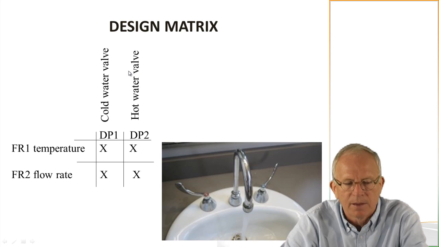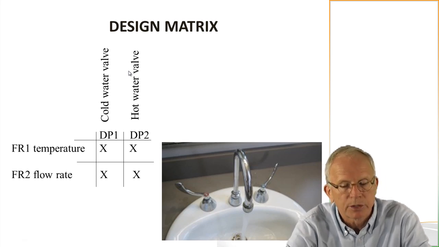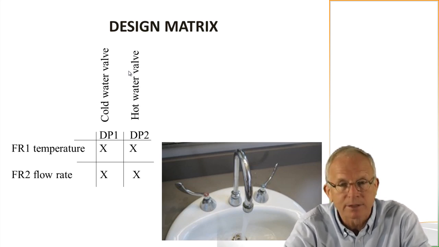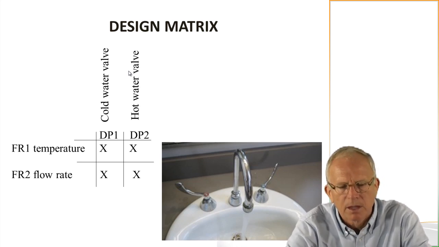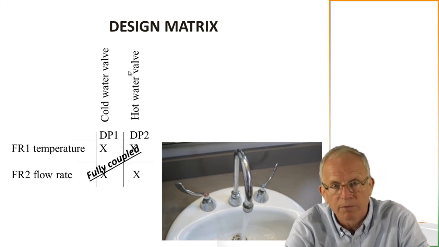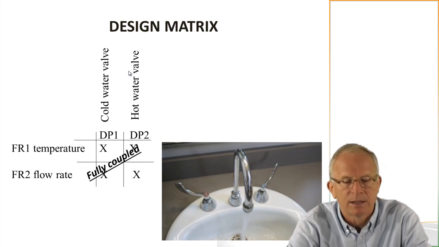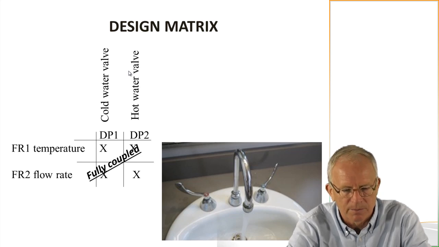Now, the question we ask then: does the cold water valve influence the temperature? Yes, certainly. When we turn the cold water valve, the temperature changes. Does it influence the flow rate? Yes. As we turn the cold water valve, the flow rate goes up or down depending upon which way we turn it. And the same thing for the hot water valve. As we look at our design matrix, we put X's where we see an influence. So DP1 influences FR1 and FR2, and so does DP2. This is what we call a fully coupled design. It does not maintain the independence of the functional requirements.